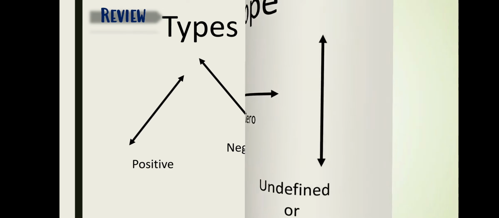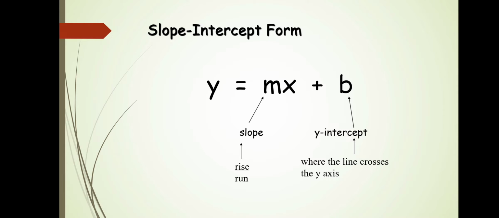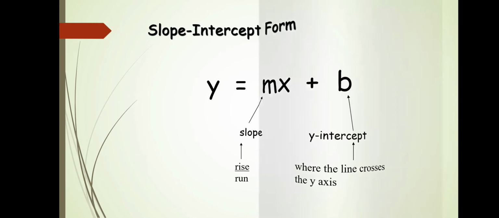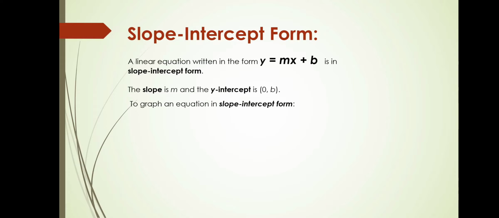The slope-intercept form is written as y equals mx plus b, where m is the slope or the rise over run, and b is the y-intercept, where the line crosses the y-axis. A linear equation written in the form y equals mx plus b is in slope-intercept form. The slope is m and the y-intercept is 0, b. To graph an equation in slope-intercept form, we will follow these steps.